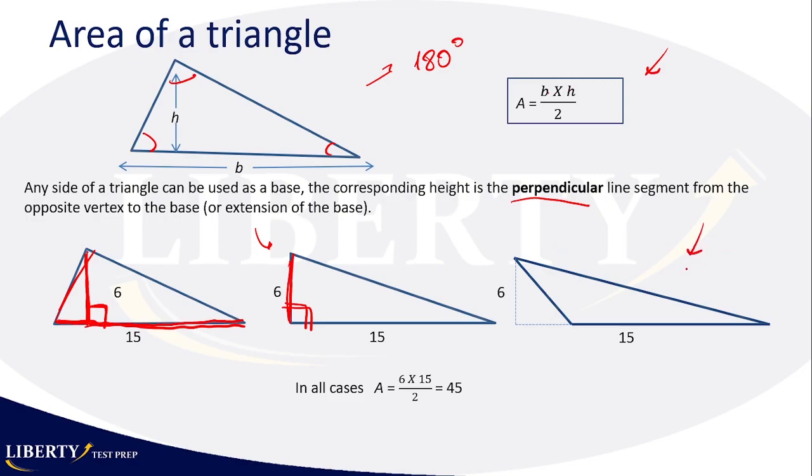Now, what happens with this triangle here? If you get a perpendicular line, this is your base, let's say, right? If you create a perpendicular line from the base, you never get to the opposite vertex, because the vertex is in a way that it's not reachable. So what you have to do is prolong your line up to the place where you can actually make a perpendicular line to the opposite vertex. In that way you get the height. In all cases, height 6 times base 15 divided by 2 is equal to 45. So that's the area of a triangle.